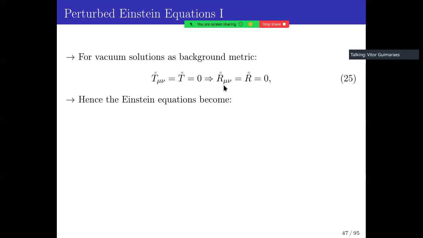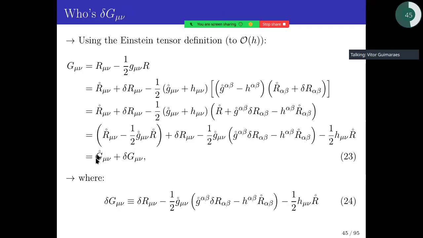And this means that G mu nu ring is equal to zero, because the background metric is a solution of Einstein's equations in vacuum, which is the same as making G mu nu ring equal to zero. So this will be equal to zero, which means that this will be equal to zero, and this will be equal to zero also.